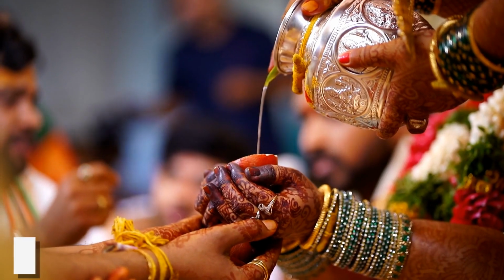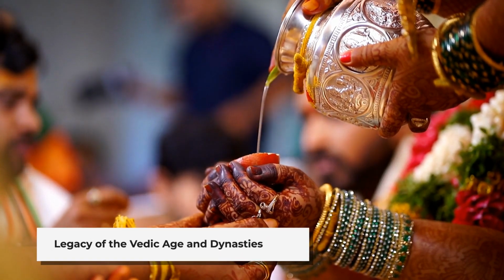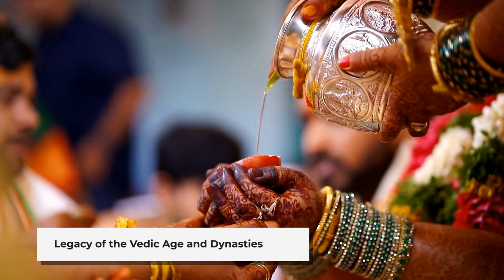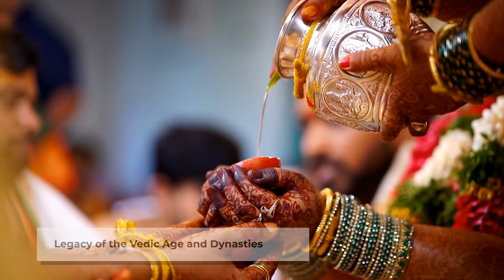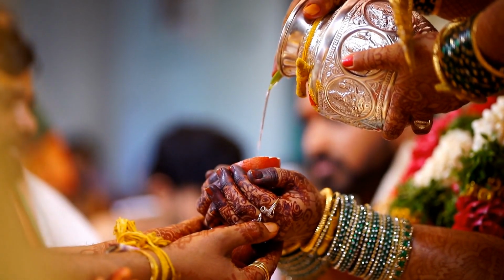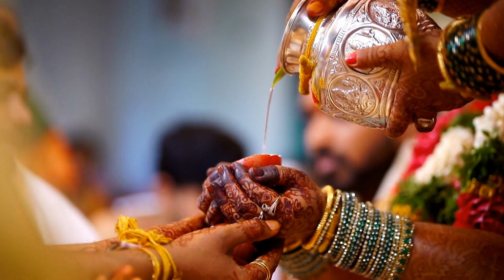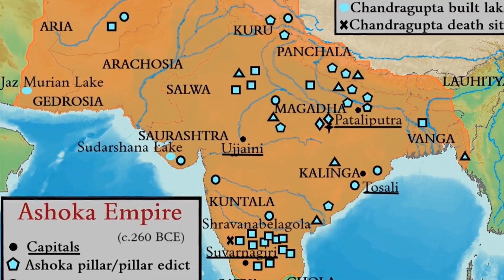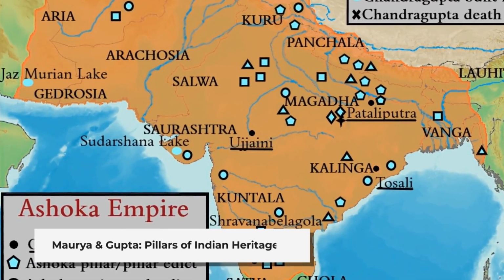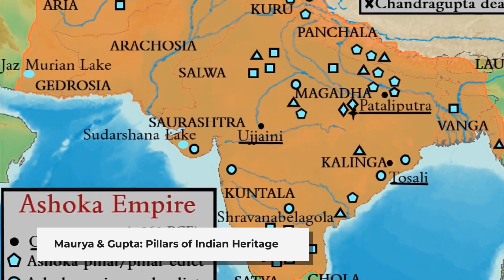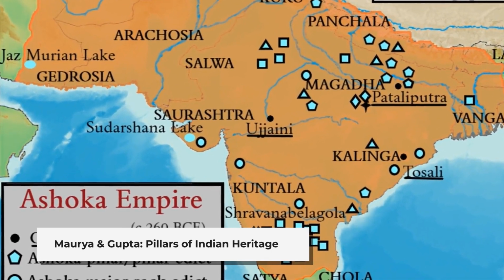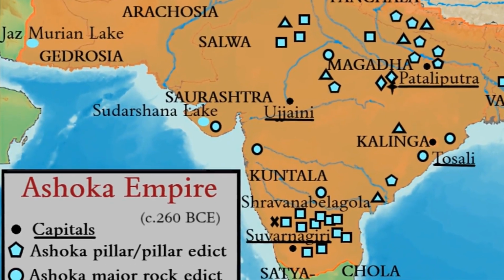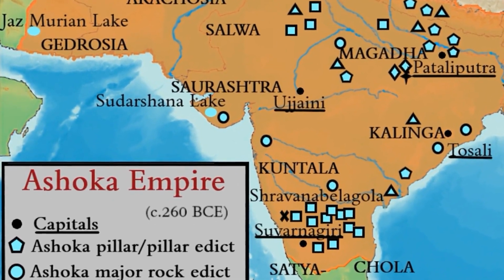The Vedic Age and the subsequent early dynasties left an indelible mark on Indian civilization. The religious and philosophical ideas born in the Vedic period continue to influence modern Indian thought and practice. Meanwhile, the political, cultural, and scientific achievements of the Maurya and Gupta empires contributed significantly to India's rich heritage and its impact on global history.